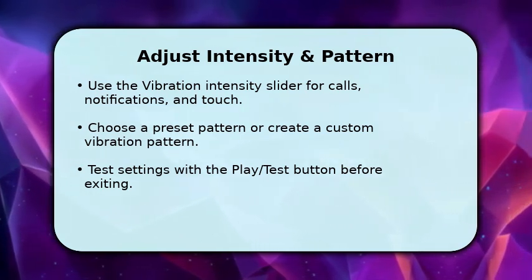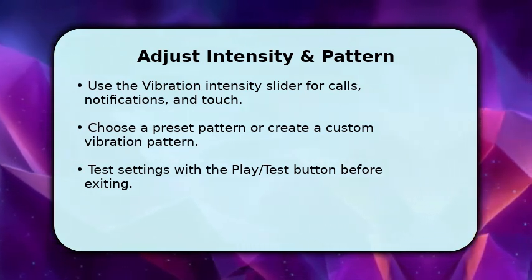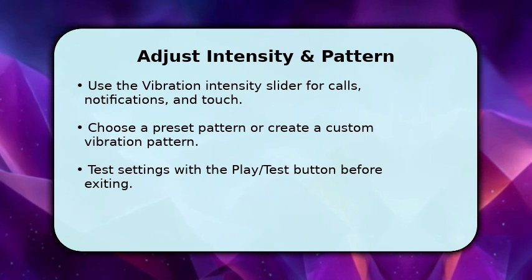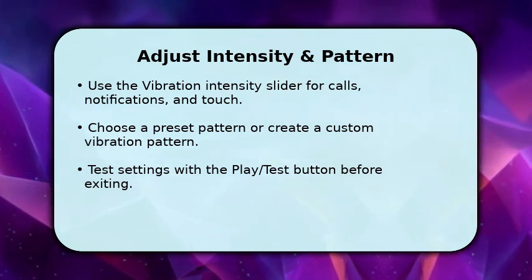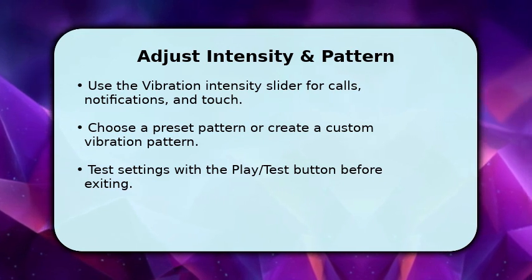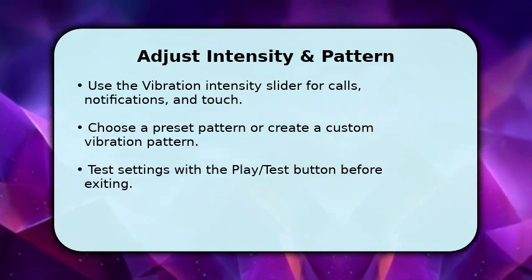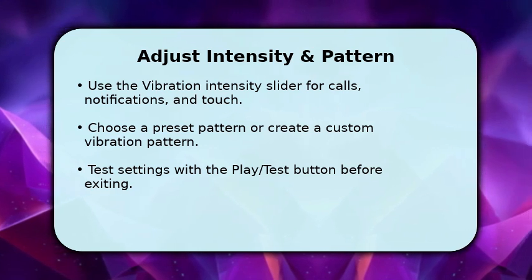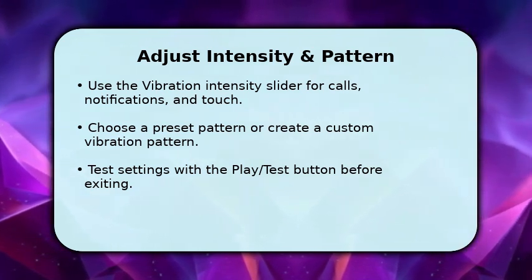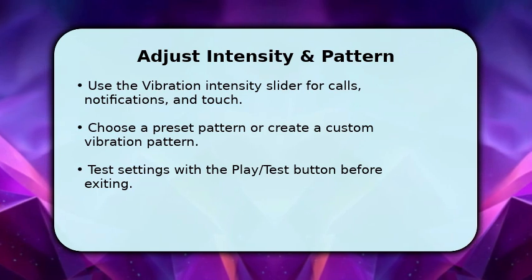Next, select a pattern or tap Create to record a custom rhythm, press and hold to record pauses and beats, then save. Make sure to press Test or Play after changing a pattern so you feel the result immediately. If the motor response is weak, raise intensity slightly and retest until it feels right.